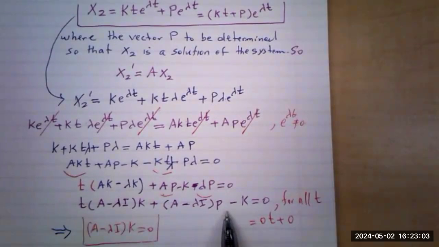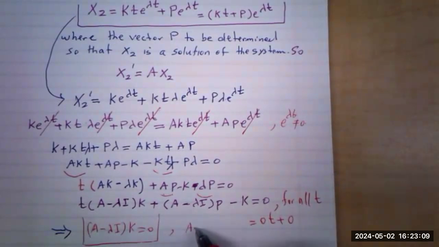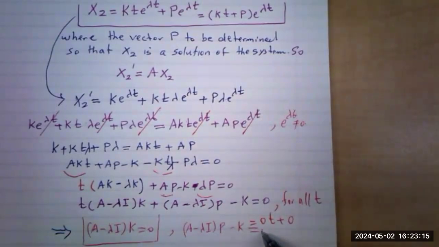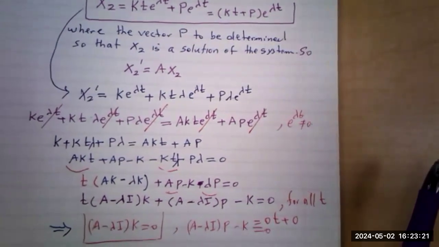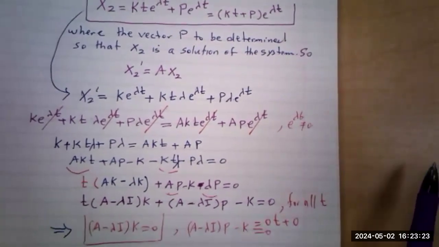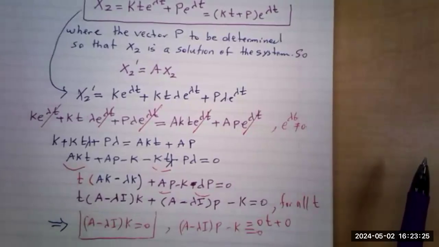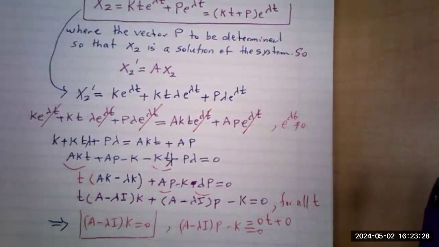This is going to be the constant term to the left, and the constant term to the right would be zero too. So the second part is going to be (A minus lambda I) times (P minus K) is also equal to zero. Okay, any question? Since it's an identity, you want it to be true for all t.